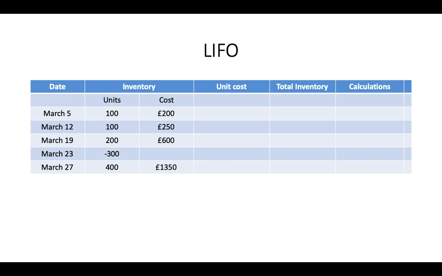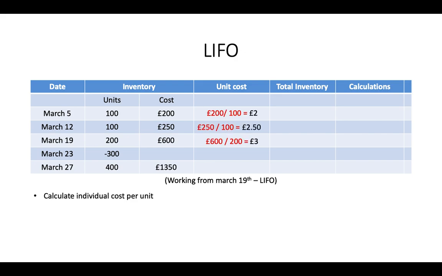Now we're going to value the inventory at the last in, first out method. Here we're going to be working from figures on the 19th of March, so this is the last available inventory to us. Last in, first out. Once again, we're going to calculate the individual costs per unit. We've already done that in the previous section, so I'll just add them in there. Next, we're going to calculate our overall inventory. Add them in there for you.